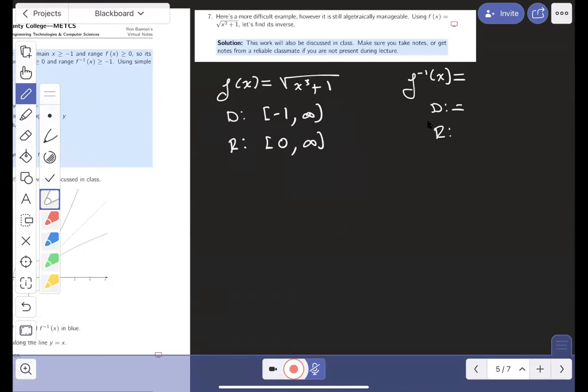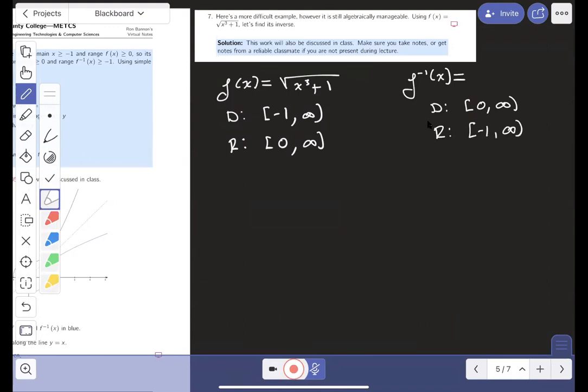I'm sorry, I shouldn't put the equal sign there. Sorry about that. The domain of the inverse is the range of the function. And what's that going to be? Oh, that's going to be simpler. It's 0 to infinity. We'll look at the picture later. What's the range of it? It's the domain of the other function, so it's going to be -1 to infinity.